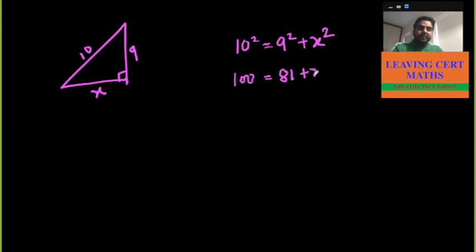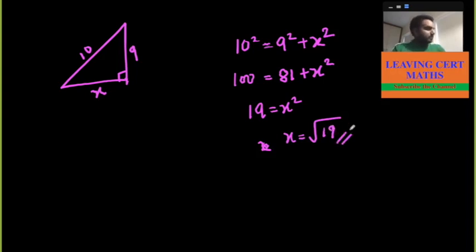So what you're getting? Have you done it like this? 10 squared is equal to 9 squared plus x squared. Then this is 100, then this is 81 plus x squared. Then you subtract it from here. You get 19 is equal to x squared, right? And 19 will not give you a good number. So x is equal to under root 19. That's it. I think you understand now how to use the Pythagoras theorem.